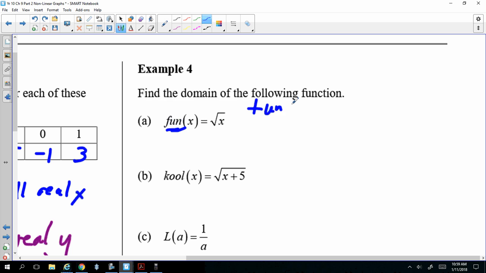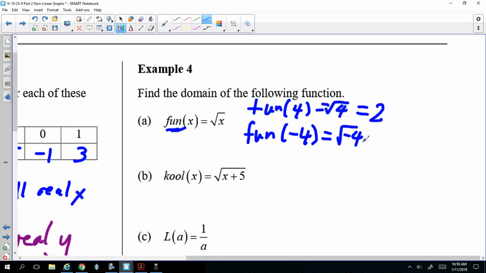Just saying this is a rule, I could just substitute a number to see what the answer is. Okay, so now can we do fun of -4? Is that allowed? We can't, okay? So already we can see there's some restriction on the domain. So what would the domain be? x has to be positive values, right?